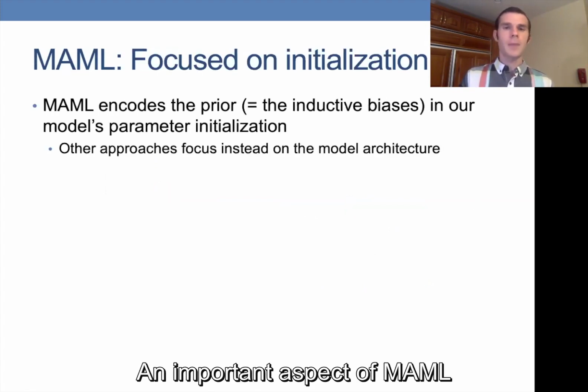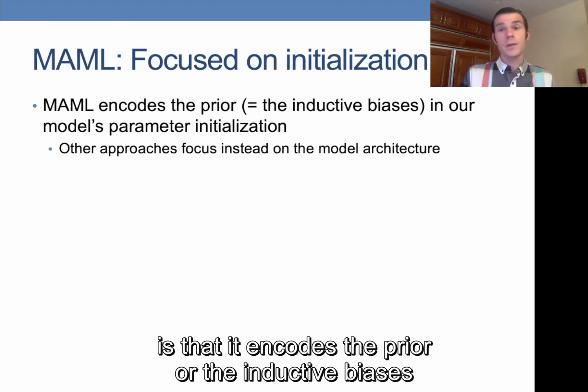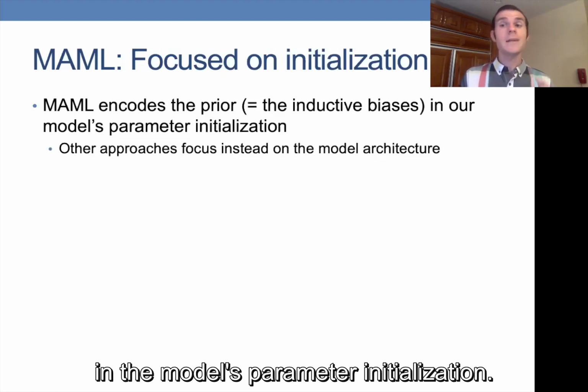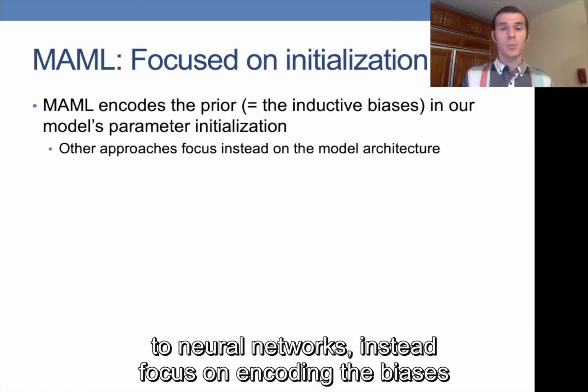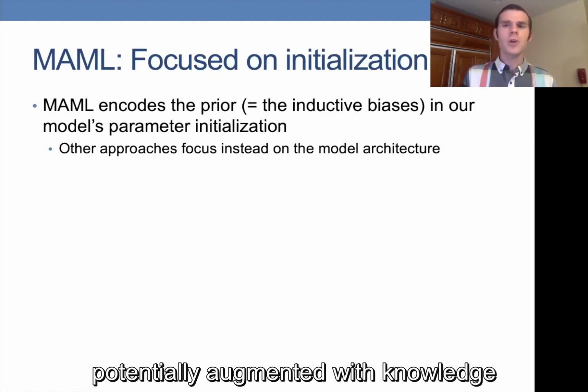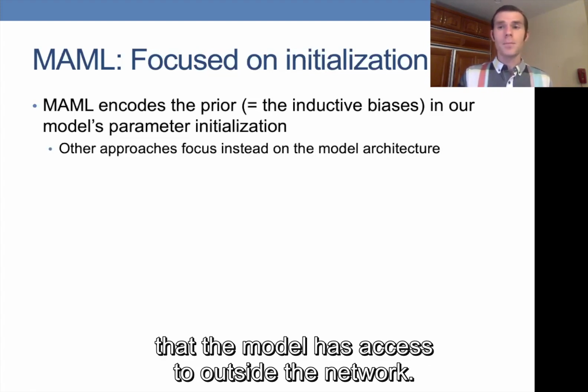An important aspect of MAML is that it encodes the prior, or the inductive biases, in the model's parameter initialization. Whereas many other approaches for giving inductive biases to neural networks instead focus on encoding the biases in the model architecture, potentially augmented with knowledge that the model has access to outside of the network.